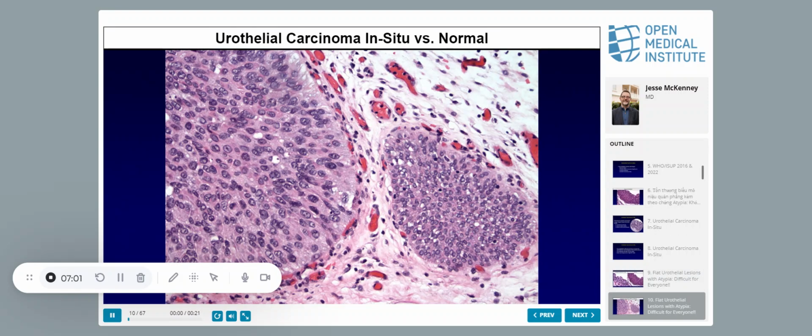So what really helps is if you can compare the CIS to normal. So obviously this is a von Brunn's nest, and this is a von Brunn's nest that's filled with CIS. Look how much larger these nuclei are. The nuclear chromatin is a lot more irregular. So that's a great example of the nuclear size.